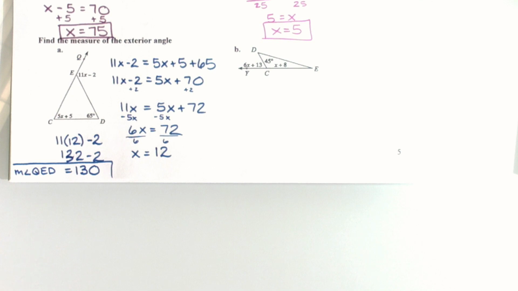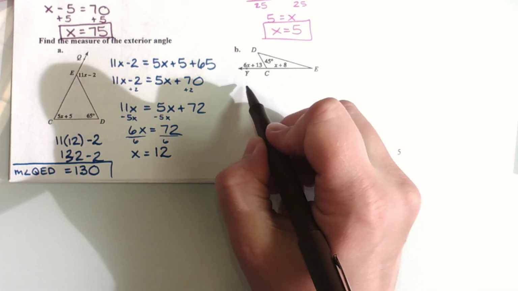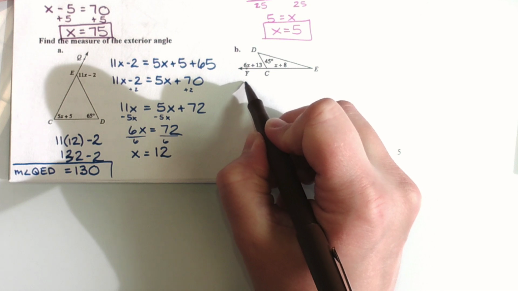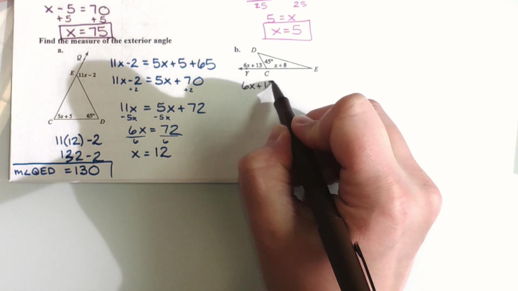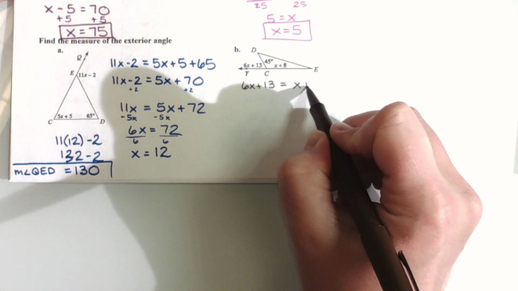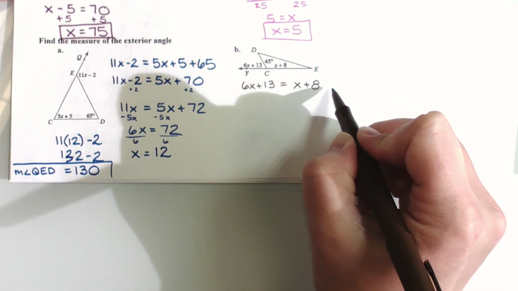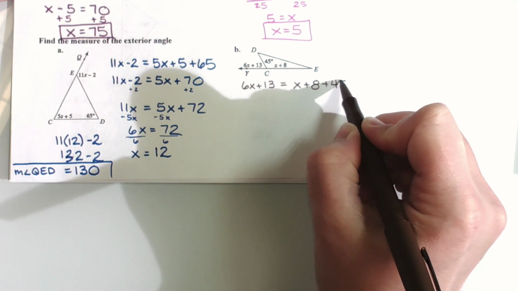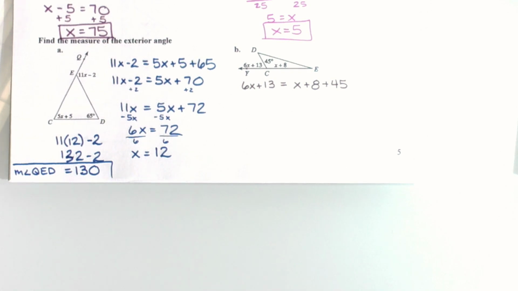Carson, what would the equation look like for this last problem? 6x plus 13 equals x plus 8 equals 45. Equals? Plus 45? There we go. The outside one equals the two inside that are not right next to it added together. Now, that's kind of a squishy triangle. It's kind of hard to tell that they're not right next to it, but I promise they aren't.